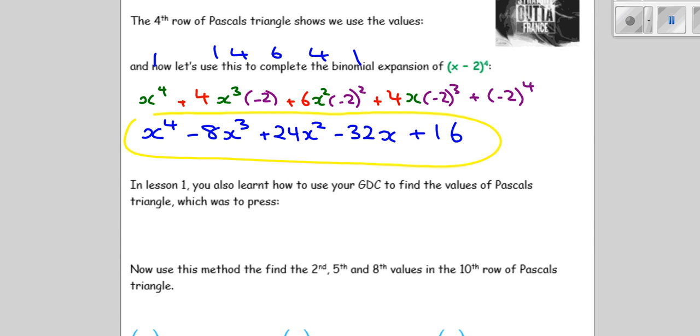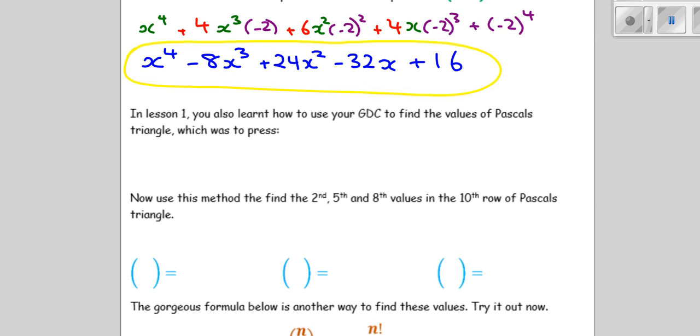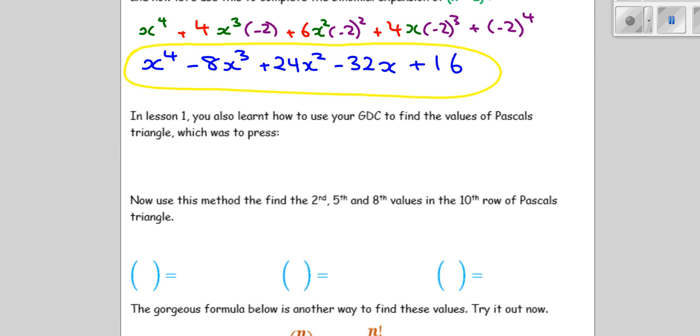So you would then check, have I got descending powers of x? Here I had ascending powers of negative 2. I've got 5 terms and all that business. So that's the binomial expansion of x minus 2 to the power of 4. Any questions about that? That was just a warm-up, kind of what we did in lesson 1.